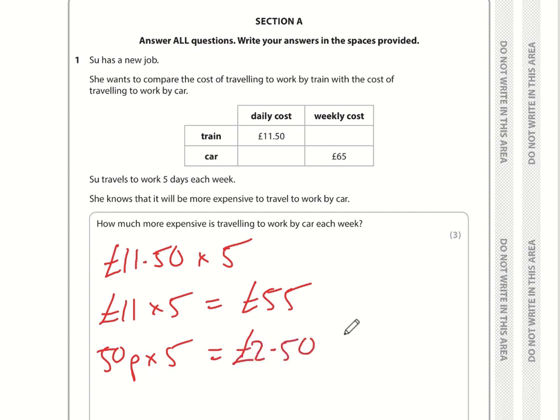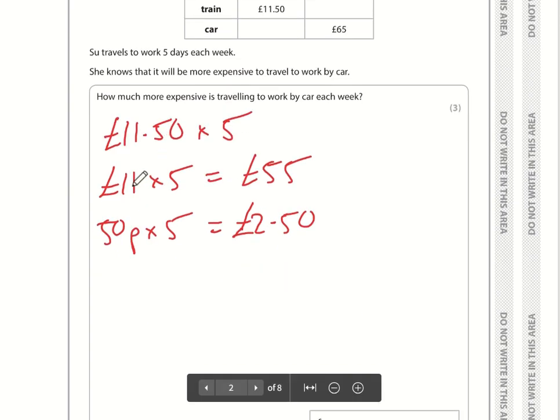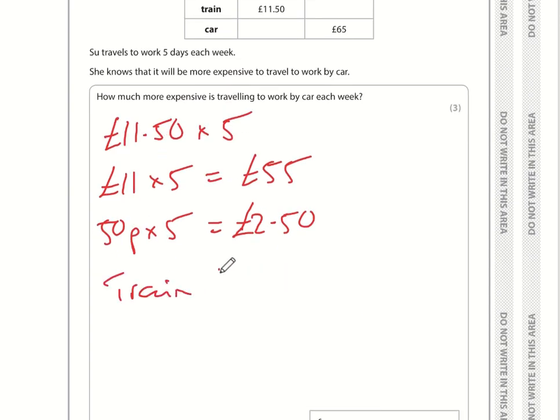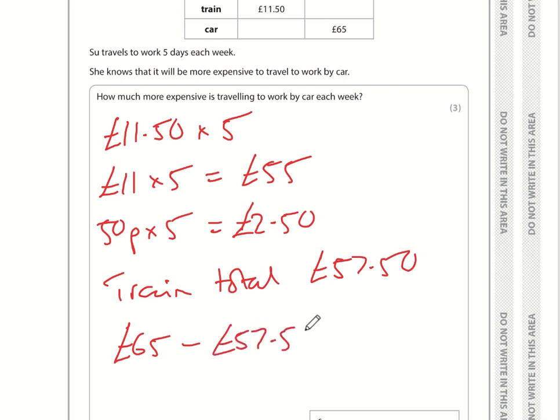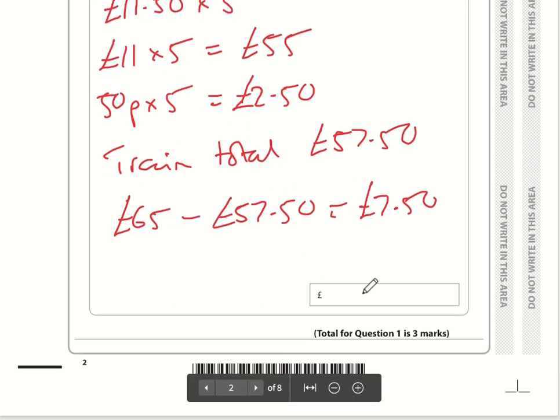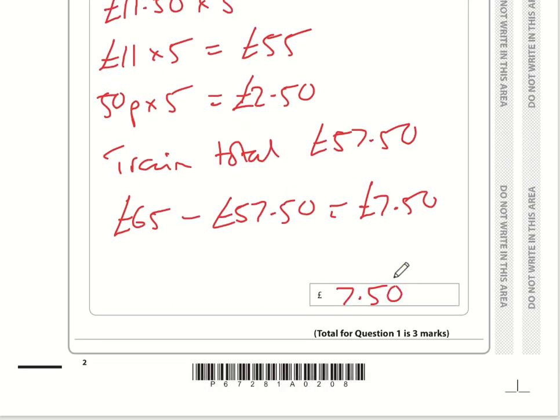So the total, train total is £57.50. So the difference is 65, take away £57.50. Well, I know to go from £57.50 to £60 is £2.50. So another 5 to take me to 65, so 5 plus the £2.50 is £7.50, so that is the difference. So that is how much more expensive it is to travel by car each week, £7.50.